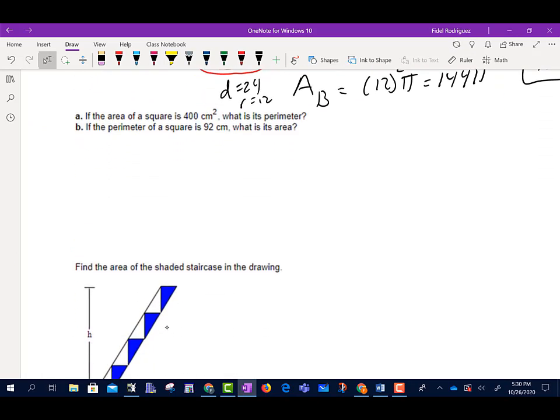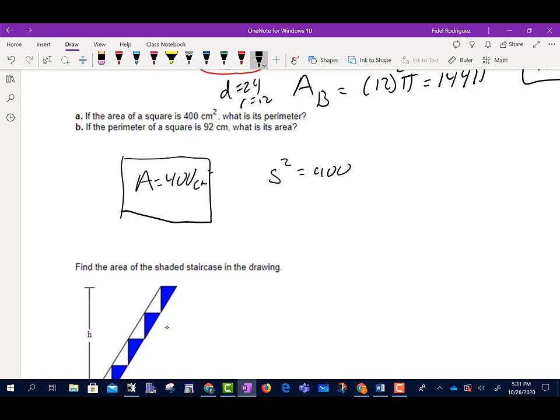So the next problem that I have here says, if the area of a square is 400 centimeters squared, what is the perimeter? So here is my square. We know the area is 400 centimeters squared. So remember, the formula for the area of a square is the side squared. So if the side squared is 400, to find the side we take what we call the square root on both sides.